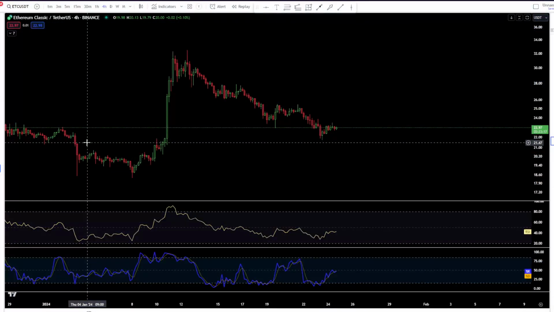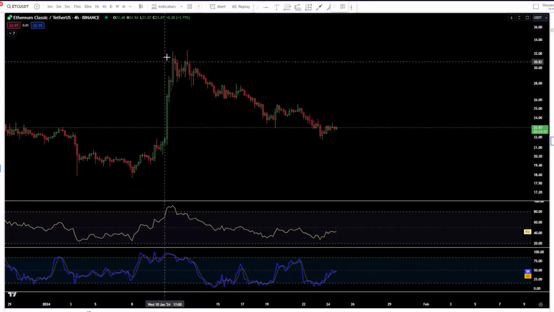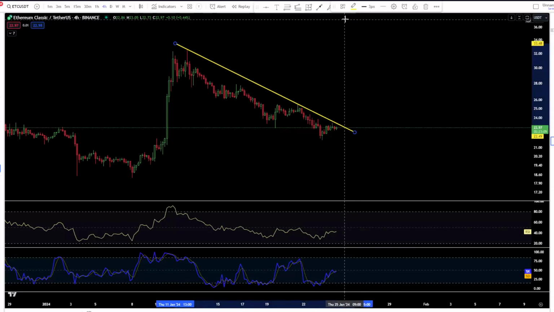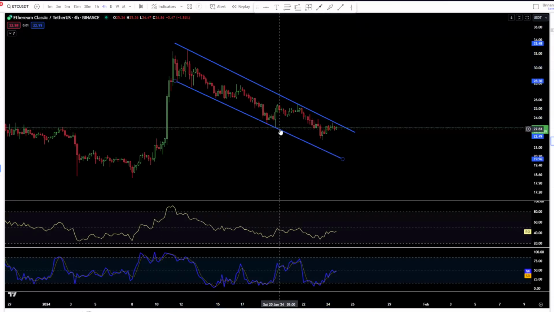Lastly, let's consider the ETC chart in the USDT pair. Here we will start by identifying with the blue lines, the local downtrend channel where the price is struggling against the upper boundary of the channel.